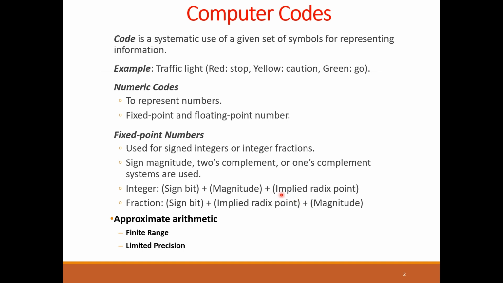And we usually don't use that radix point because it is the integer and there is no fraction part. And for fraction, we use the sign bit and then the implied radix point. We usually write 0 point and then the magnitude of the fraction. That's the way we represent a fixed point number.